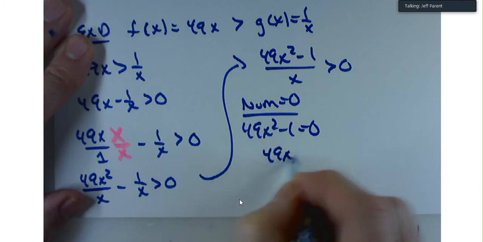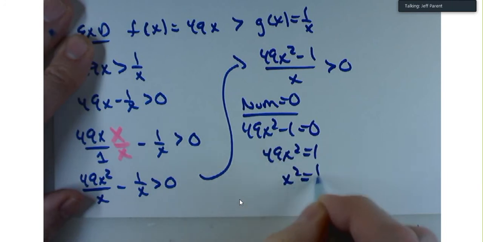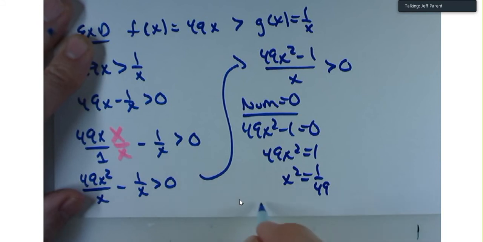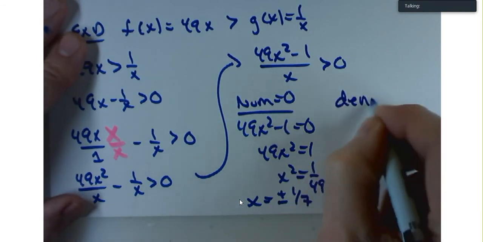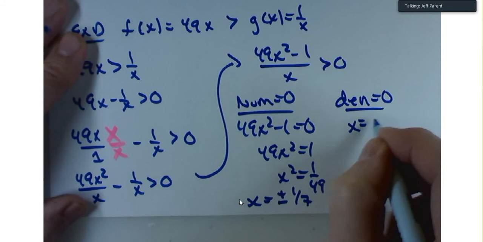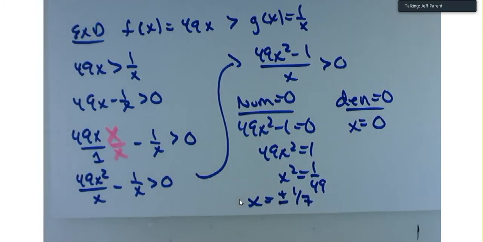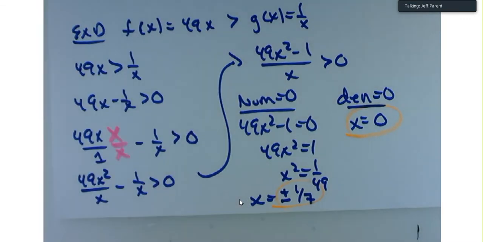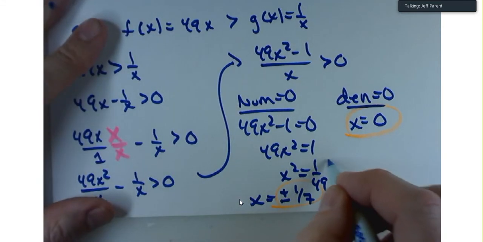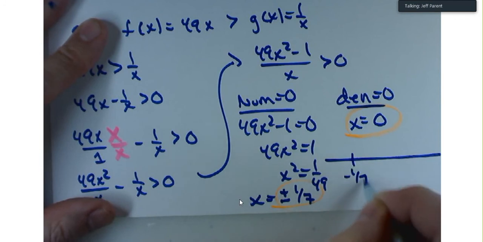That's where 49x squared equals 1, x squared equals 1/49, or x equals plus or minus 1/7. Remember, there's two roots there. The denominator equals 0. I'm hoping that that's pretty clear. So you've got 1, 2, 3 points to put on your number line. I'm going to squeeze that in here: negative 1/7, 0, and 1/7.